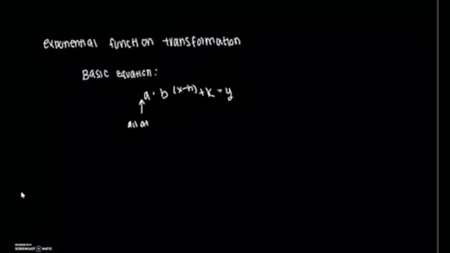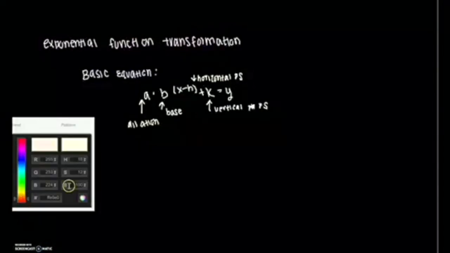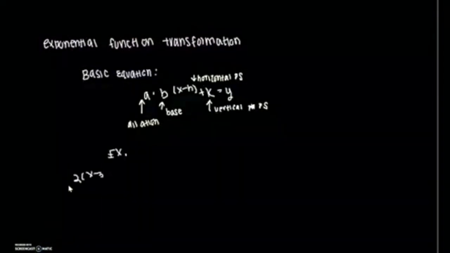And now we'll transform these exponential functions. Over here we have the basic equation, which is a times b to the power of (x minus h) plus k. Where a is the dilation, b is the base, h controls the horizontal phase shift, and k controls the vertical phase shift. Here's an example of a shifted exponential equation, 2 to the power of (x minus 3) plus 1.